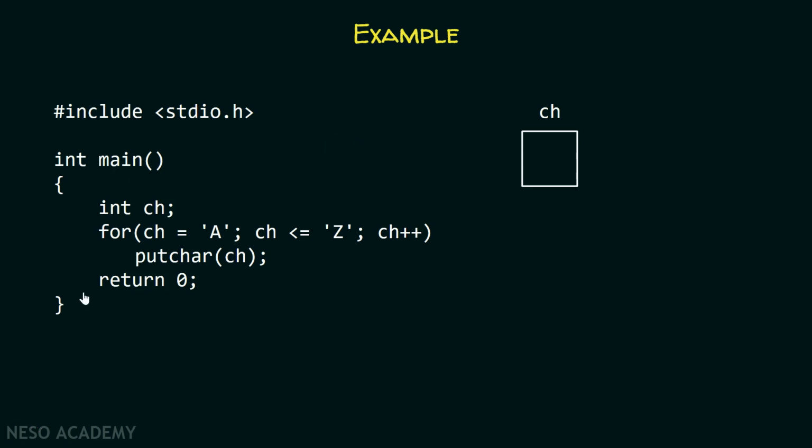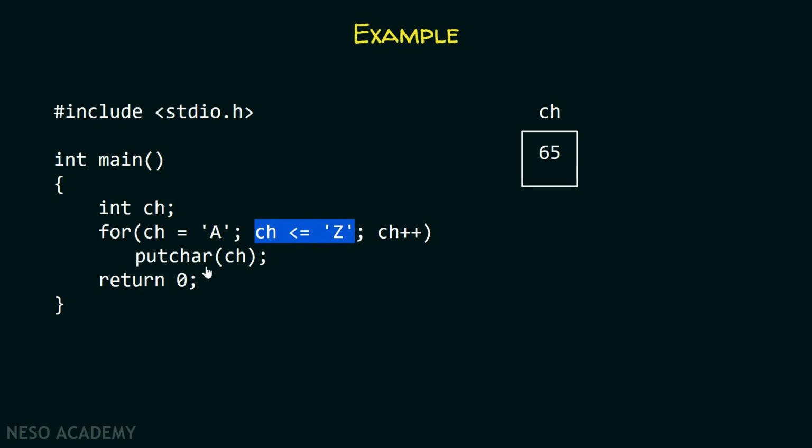Now let's see one example. In this example, we have a main function, and within it I have declared one variable ch, of type integer, so it is capable of holding an integer. Within this for loop, I'm initializing ch with the character a, which means the decimal equivalent of a in ASCII, 65, gets stored in the ch variable. After that, we check this condition: is ch less than or equal to z? Definitely z is greater than a, because the ASCII code of z is 90 while that of a is 65. 65 is definitely less than 90. Therefore the condition is satisfied.